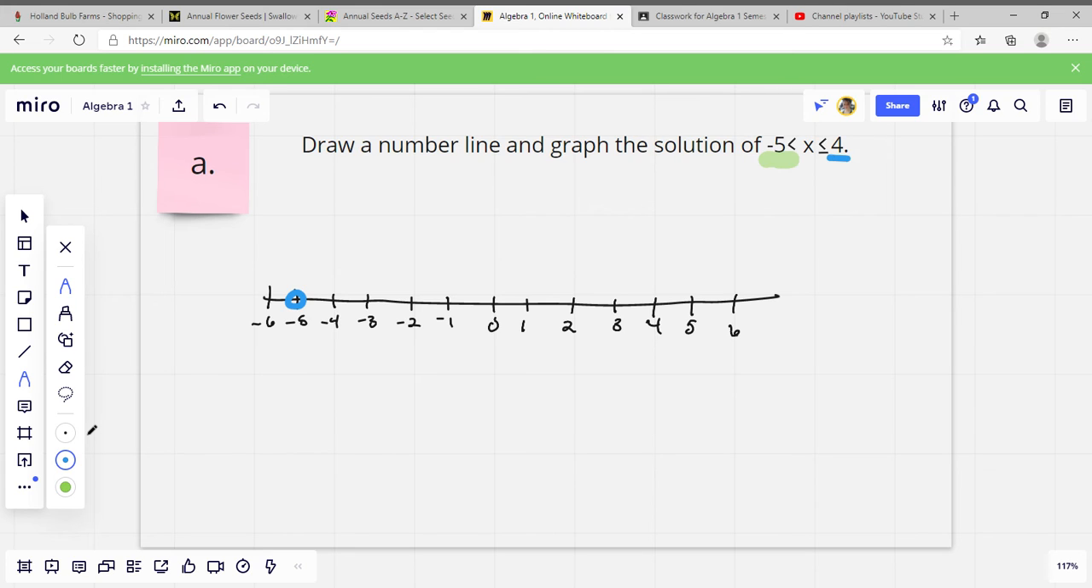And then my 4 over here, it could be equal to 4. So I'm going to fill that one in. And then I'm just going to draw a line from there to there. Boom. Easy peasy.